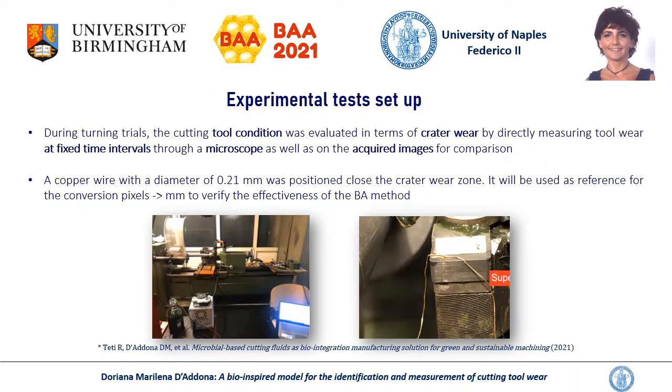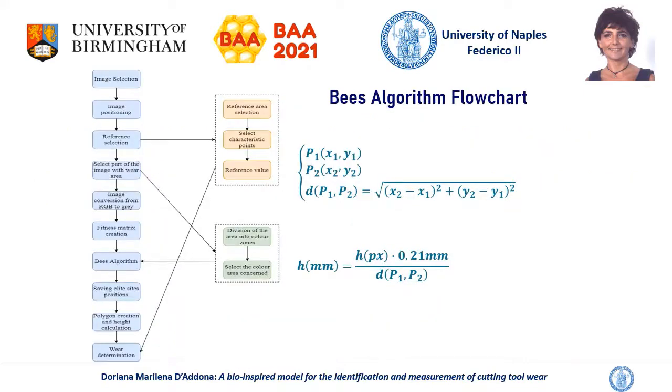During turning trials, the cutting tool condition was evaluated in terms of crater wear by directly measuring tool wear at fixed time intervals with a microscope, as well as on the acquired images for comparison. A copper wire with a diameter equal to 0.21 millimeters was positioned close to the crater wear zone. It will be used as a reference for the conversion of pixels to millimeters to verify the effectiveness of the BEES algorithm method. And we see the copper wire in the figure on the left.